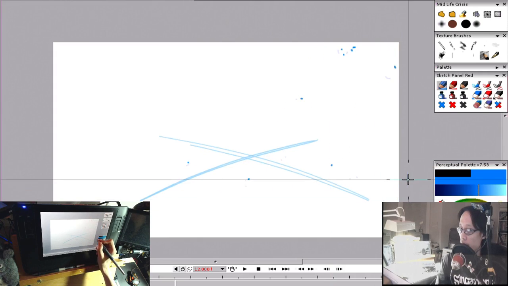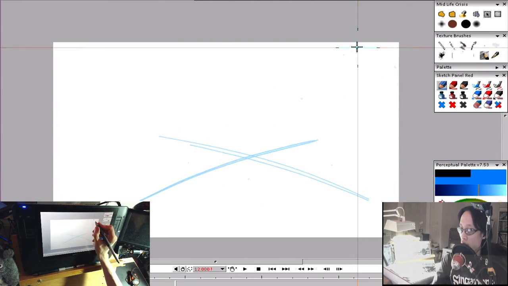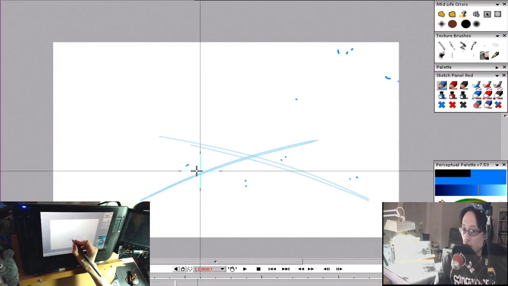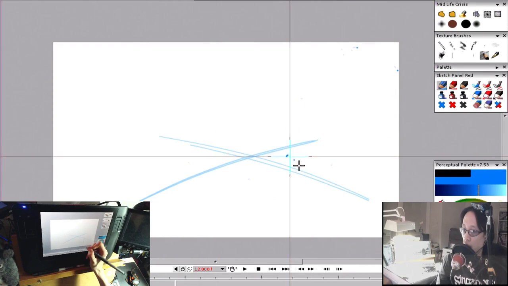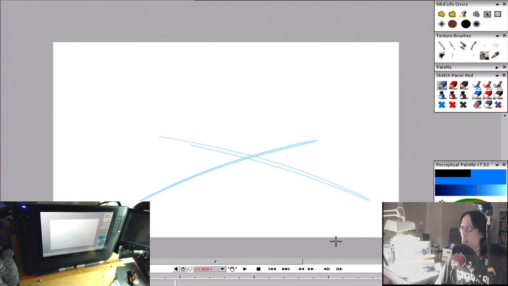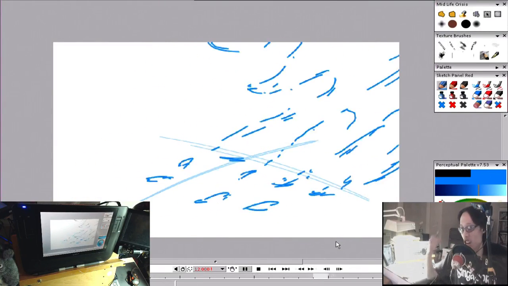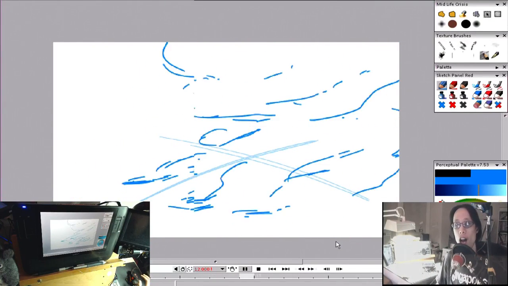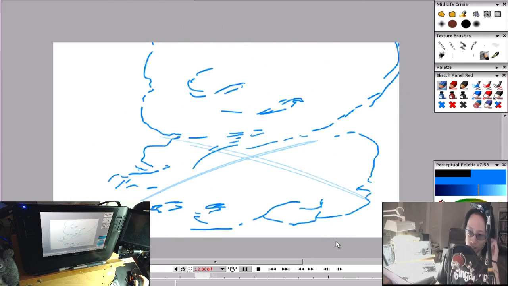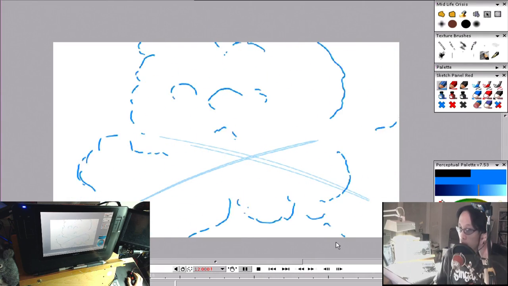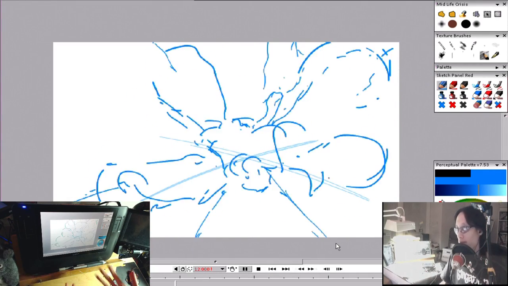I'm choosing to fade them out at different rates, just so it doesn't look so twinned. And then one more blank frame, and let's see it. Yeah! Looks awesome. All right. So, get out there and make some explosions. I mean, hand-drawn ones.